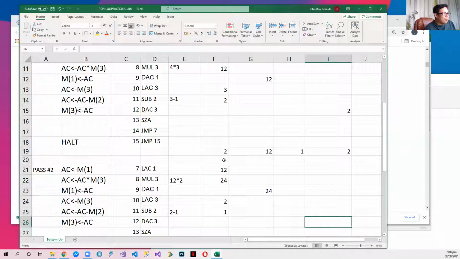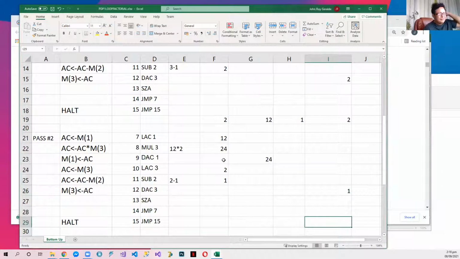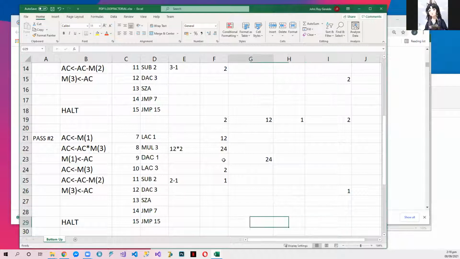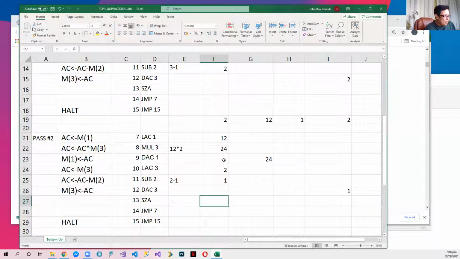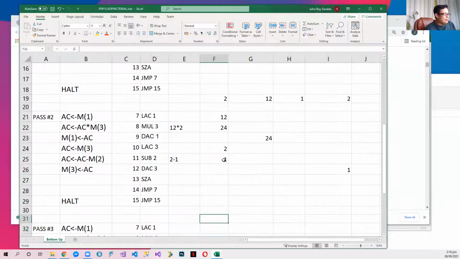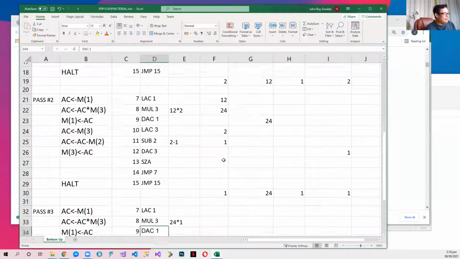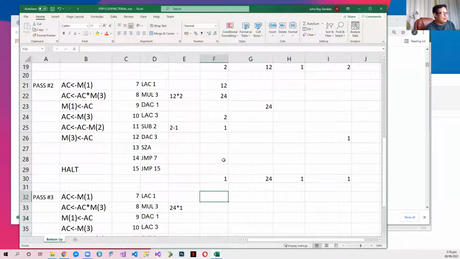And deposit 3, which means we will deposit the 1 here. They follow? Suppose the question is skip on 0 accumulator. Will we skip? No, because the accumulator is not 0. So therefore, we will have an accumulator of 1. This is 24. This is 1. Okay. We'll go back to 7. So LAC 1, load accumulator from 1, this is 24.